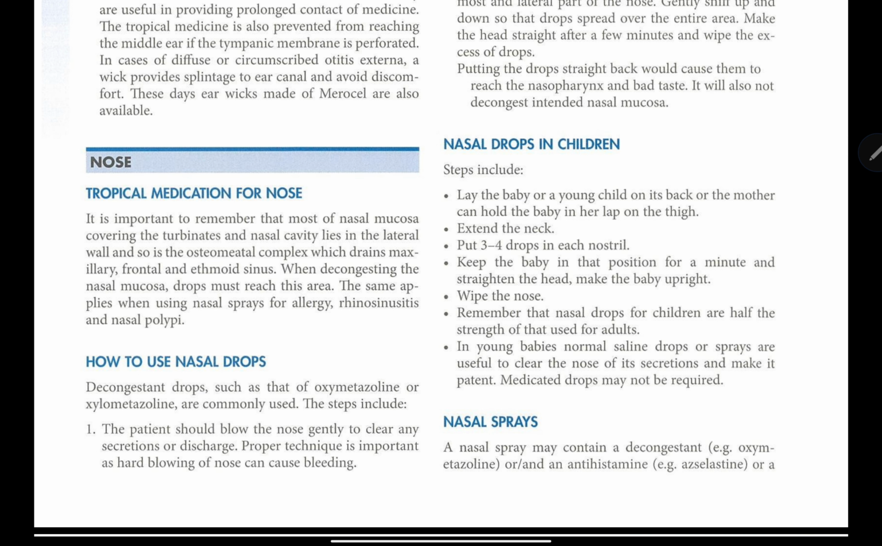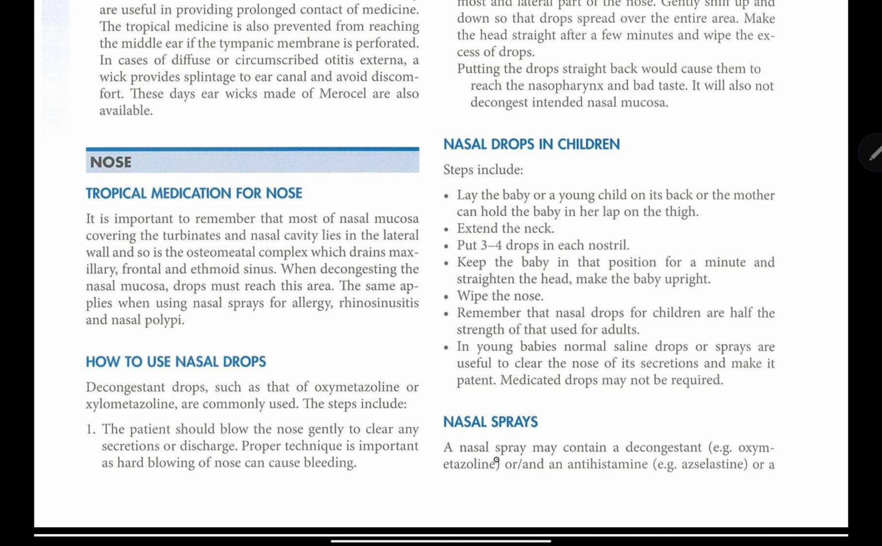Nasal drops in children. Steps: lay the baby or young child on its back, or the mother can hold the baby in her lap on the thigh. Extend the neck. Put 3 to 4 drops in each nostril. Keep the baby in that position for a minute, then straighten the head and make the baby upright. Wipe the nose. Remember that nasal drops for children are half the strength of those used for adults. In young babies, normal saline drops or sprays are useful to clear the nose of its secretions and make it patent. Medicated drops may not be required.